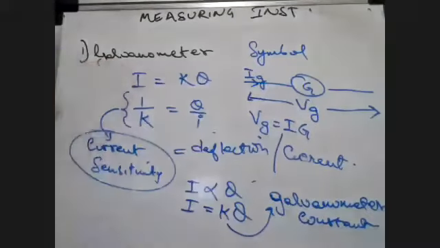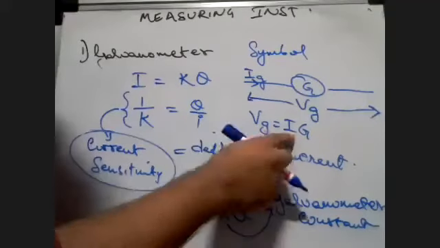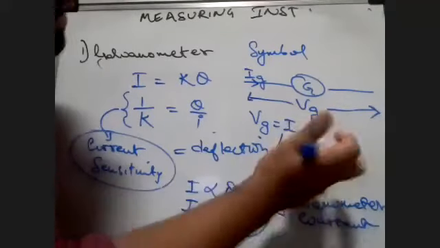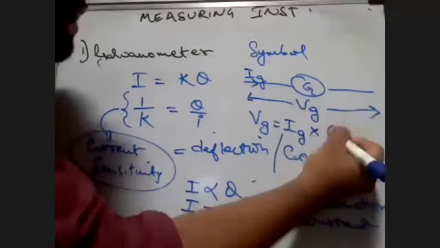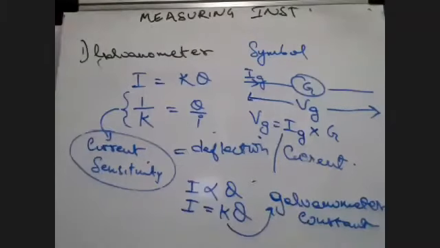G is the resistance of the galvanometer, and the current passing through the galvanometer is defined as Ig. Ig means the current passing through the galvanometer, so use your terms correctly. Vg will be equal to Ig, the current through the galvanometer, into the resistance of the galvanometer, which is denoted as capital G.